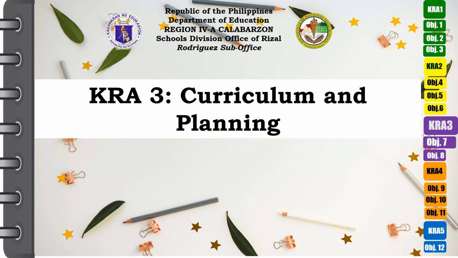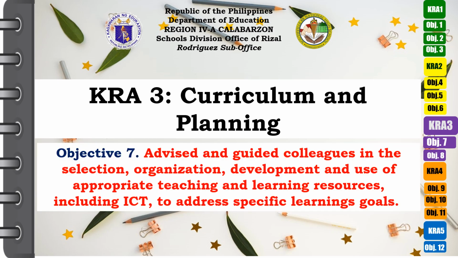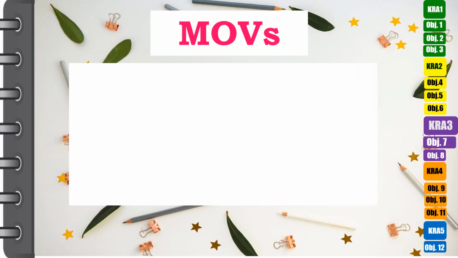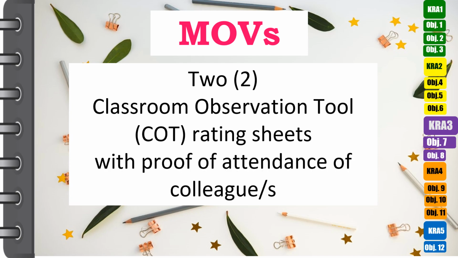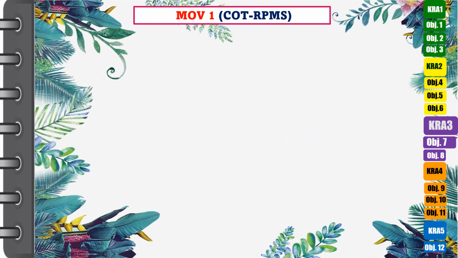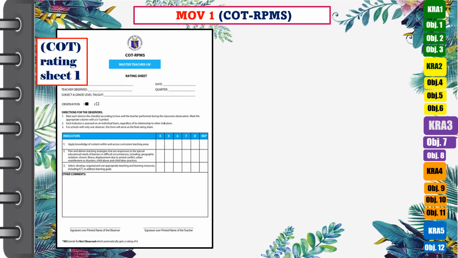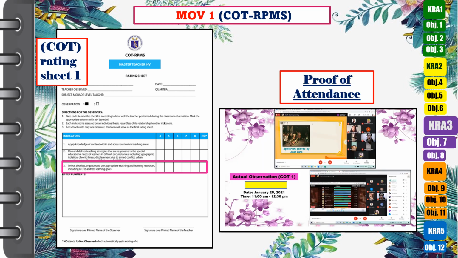KRA3, Curriculum and Planning. Objective 7, advised and guided colleagues in the selection, organization, development, and use of appropriate teaching and learning resources, including ICT, to address specific learning goals. For Objective 7, you need 2 COT rating sheets with proof of attendance of colleagues. For MOV1, insert here your COT rating sheet 1, then highlight indicator 3. On the other side, insert the proof of attendance of your colleague. So this is an example of the attendance of my colleague during her first COT.